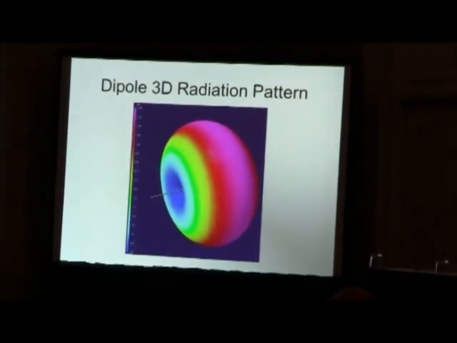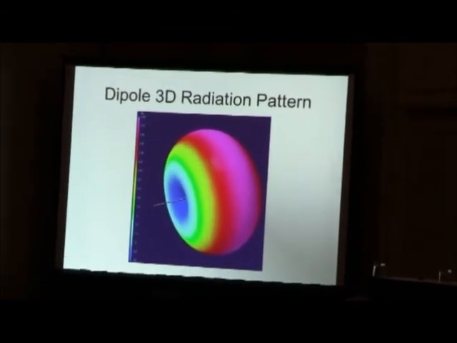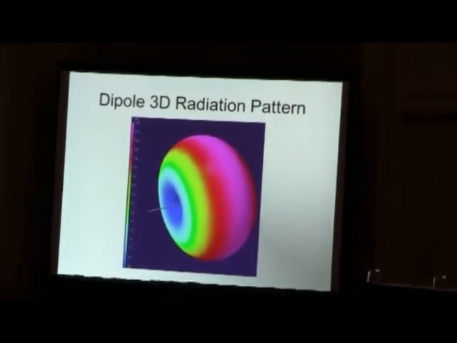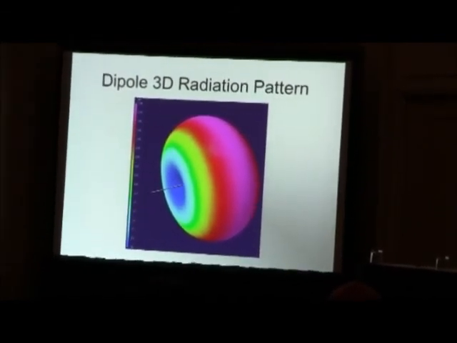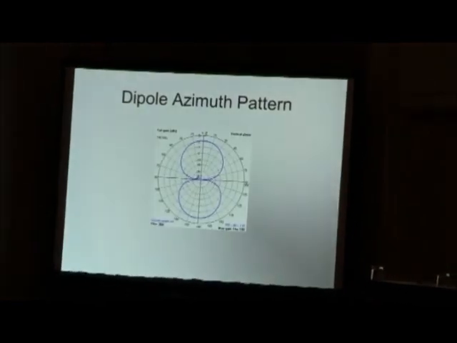And just so you get an idea of how the Koch-curve fractal antenna compares to a dipole, here is the 3D radiation pattern of a dipole. And you can see that it's very, very similar to the Koch-curve fractal antenna 3D radiation pattern and also the azimuth pattern.